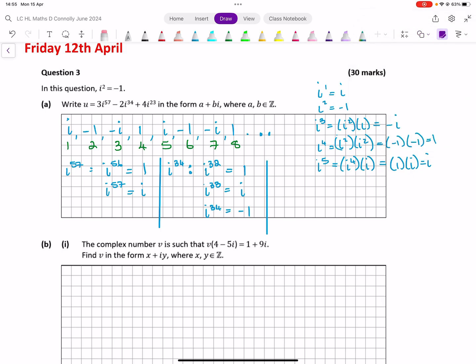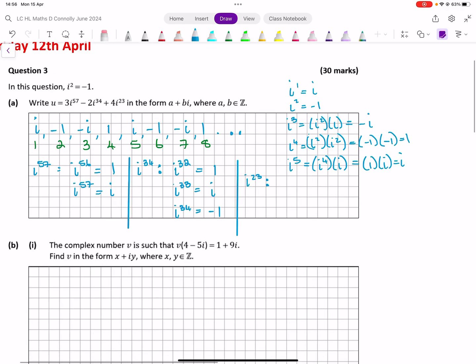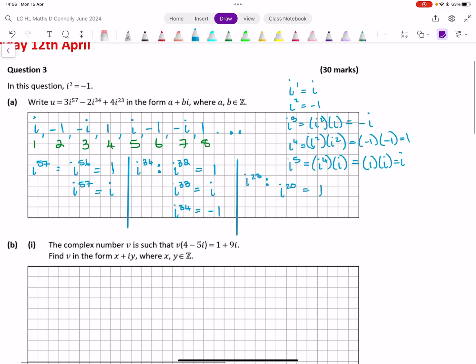Okay, and then the last one, i to the 23. So again, do our 4 times tables. Is it 20? Yeah, because 24. So i to the 20 is a multiple of 4, which means it's 1. i to the 21 is i, and i to the 22, what comes after i? -1. So i to the 23, which is the one we want, after -1 is -i. Right, so i to the 57 is i, i to the 34 is -1, and i to the 23 is -i.